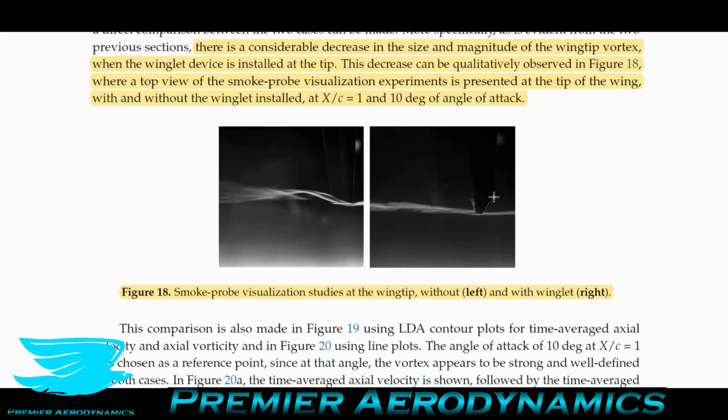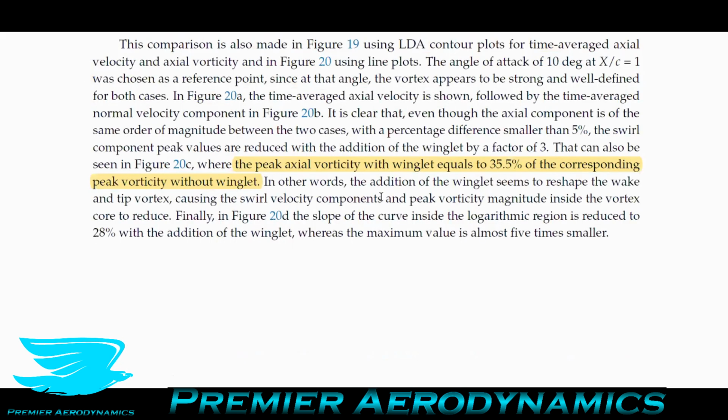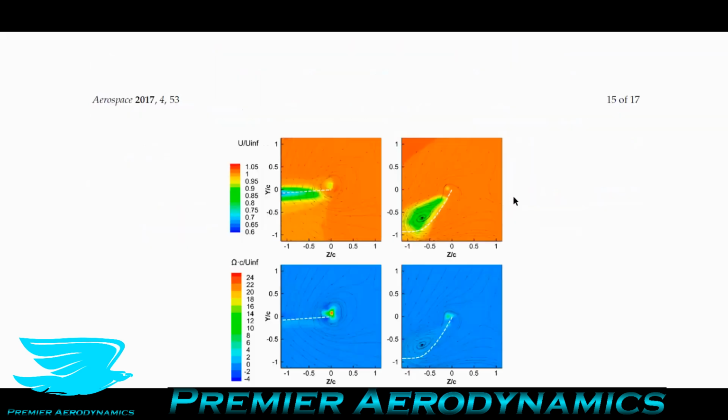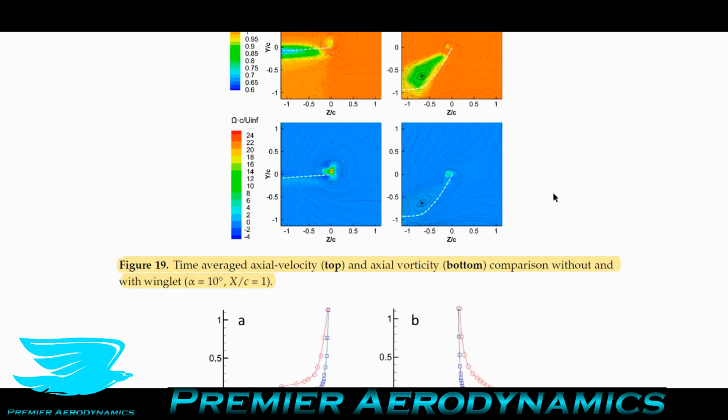Now, also something to note is that this wing also is notched at the end. This notch will also affect the wingtip vortex as well. They say that the peak axial vorticity with the winglets is only 35.5% of the peak vorticity without winglets. So a massive reduction, only 1/3. And they have more plots. Now they show with and without the winglets the axial vorticity. And again, with winglets, it's almost gone compared to without winglets. And it's like, as I mentioned, like 1/3 of the magnitude.